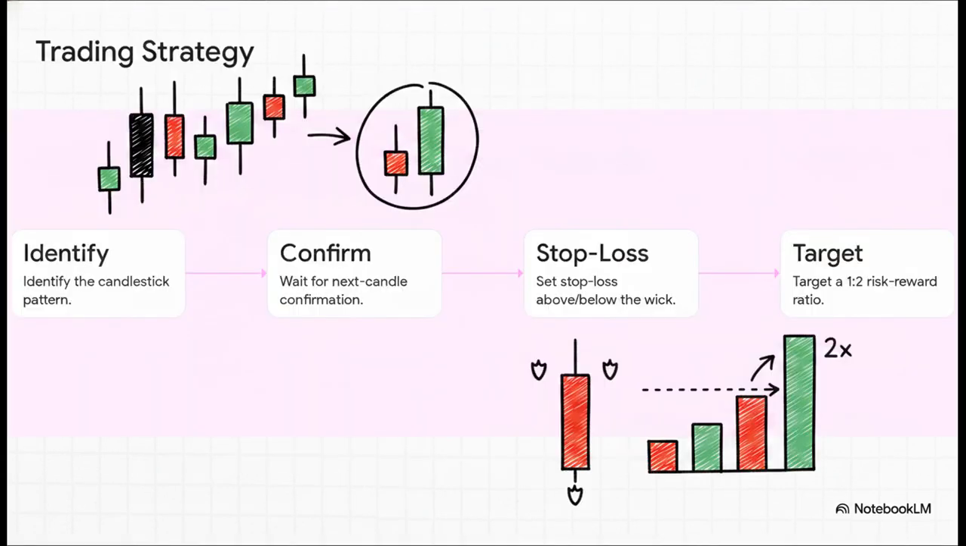Throughout the source material, a universal step-by-step risk management strategy is repeated like a comforting rhythm. So let's break it down. Step 1. Identify your candlestick pattern. Step 2. Wait for next candle confirmation to prove the reversal is real. Step 3. Protect your capital by setting a stop loss just above or below the wick of your pattern. And Step 4. Always target at least a 1-to-2 risk-reward ratio. You always want your potential reward to be double your risk.